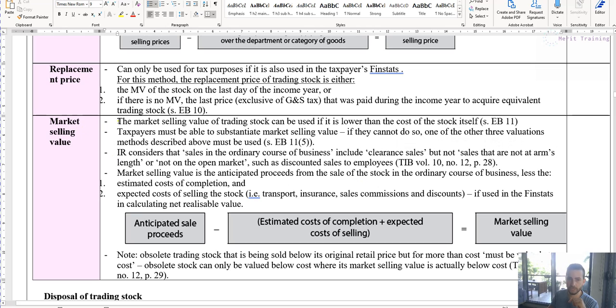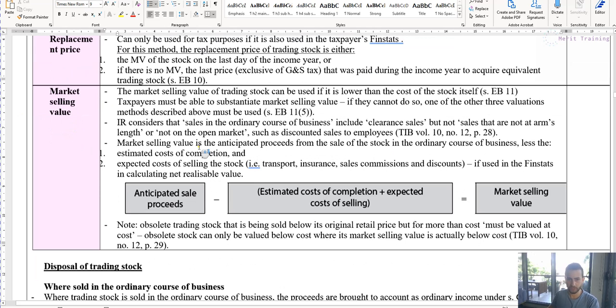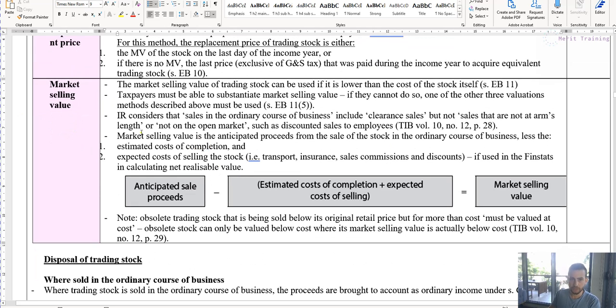And there's also no obligation that the company has to do this as the main method in their financial statements. So this is a good method to choose, but it could also go against you depending on what happens in the market value next year of your goods. So the market value is the anticipated proceeds less the estimated cost of completion and the expected cost of selling the stock, whether that's transport, insurance, sale commissions, or discounts, if used in the FinStats in calculating net realizable value. So there's the formula there. It's anticipated sale proceeds minus estimated cost of completing plus expected cost of selling equals the market selling value.